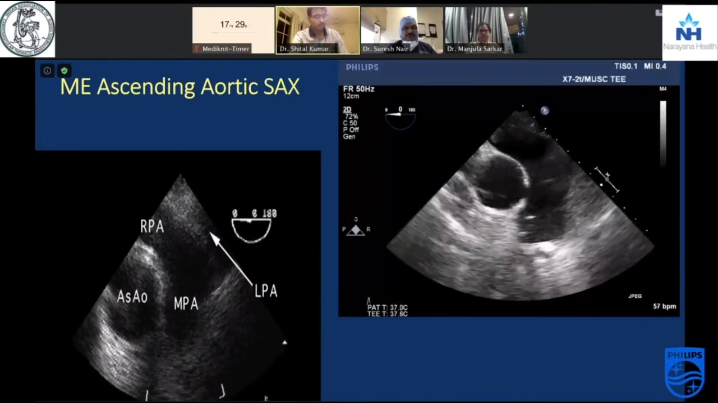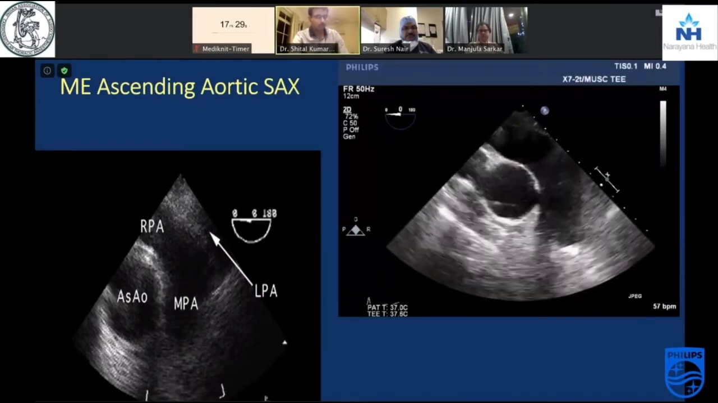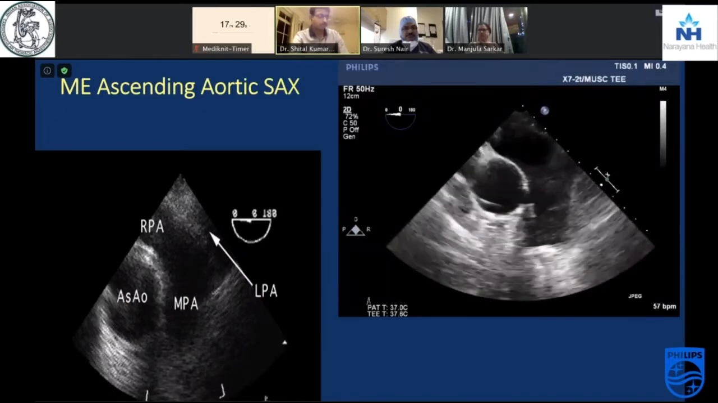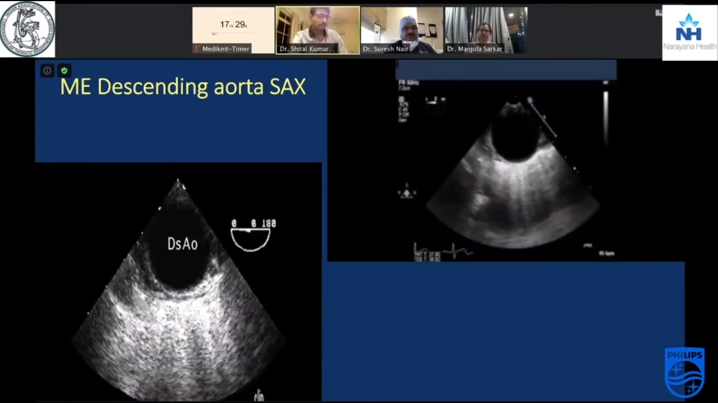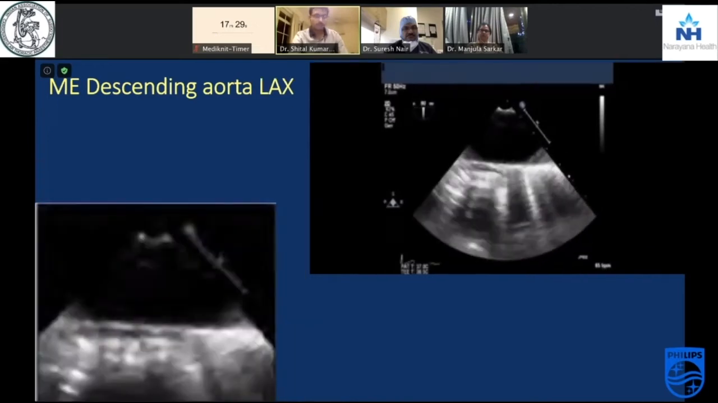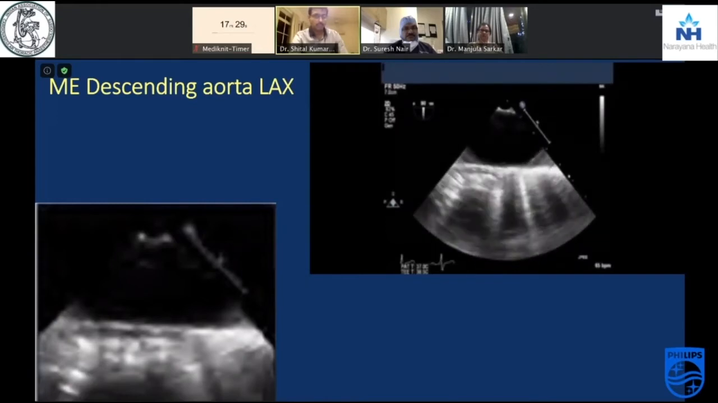Mid-esophageal ascending aortic short axis view, again this is the normal heart. Mid-esophageal ascending aortic long axis view. And the same uses as for the short axis: to examine the diameter, atheromas, calcification, dissections. In addition, for the descending aorta, you'll be able to spot the pleural effusion. And that's the long axis of the descending aorta.